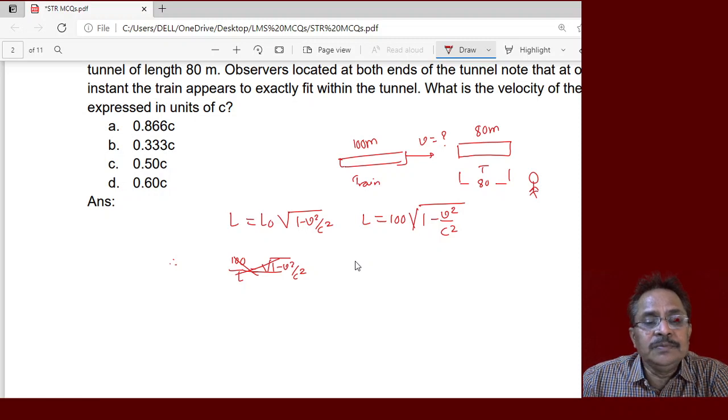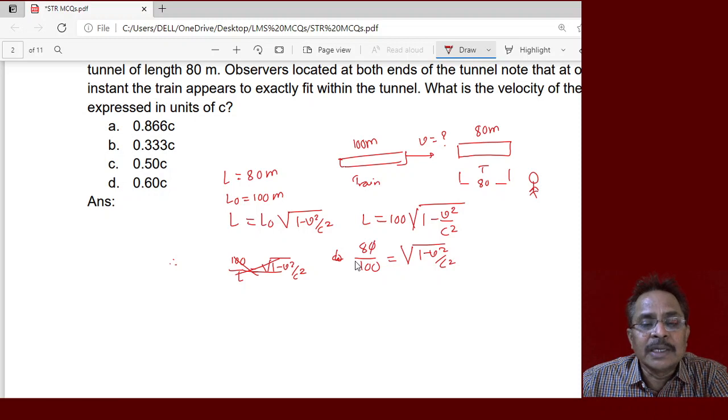So this is L, and we have been given this L. L is given to be 80 meters. L0 is going to be 100 meters. So replace these values. Therefore, 80 upon 100 is equal to root of 1 minus V square upon C square. So I can cancel this. So it is 8 upon 10 equals root of 1 minus V square upon C square.